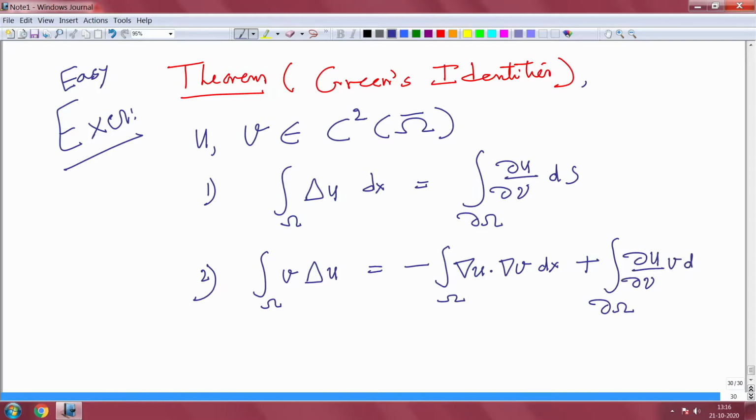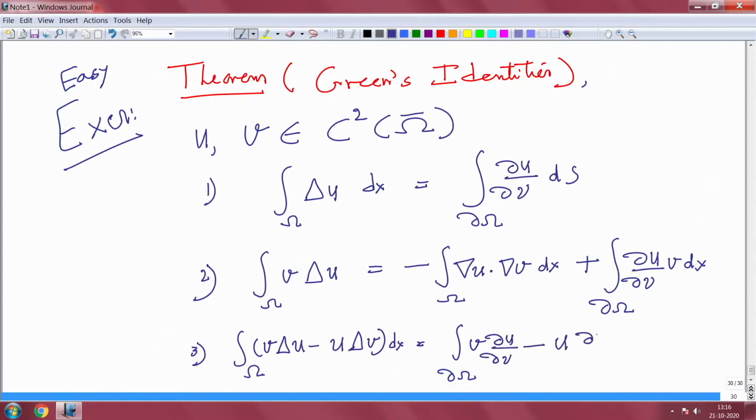And I am just writing this because we will be using it again and again: the integral over Omega of v Laplacian of u minus u Laplacian of v, dx, will be the integral over the boundary of Omega of v du by d nu minus u dv by d nu, ds. Oh sorry, this one is a surface integral ds, this is also a surface integral ds.